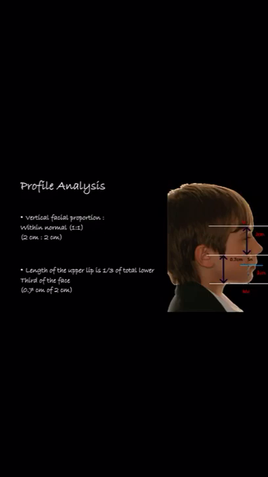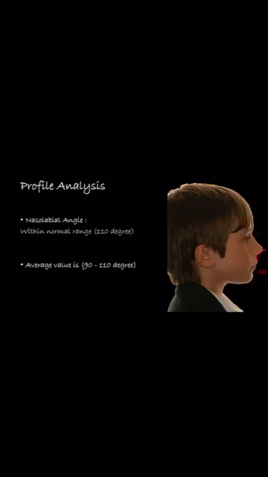Then vertical facial proportion. The upper part is similar to the lower part, so it is 2 cm to 2 cm, and the length of the upper lip is 1/3 of the total lower third of the face. It is 0.7 centimeter of 2 centimeter. Then we have nasolabial angle. The average value here is 90 to 110 degrees. So in this patient it is 110 degrees, so within normal range.